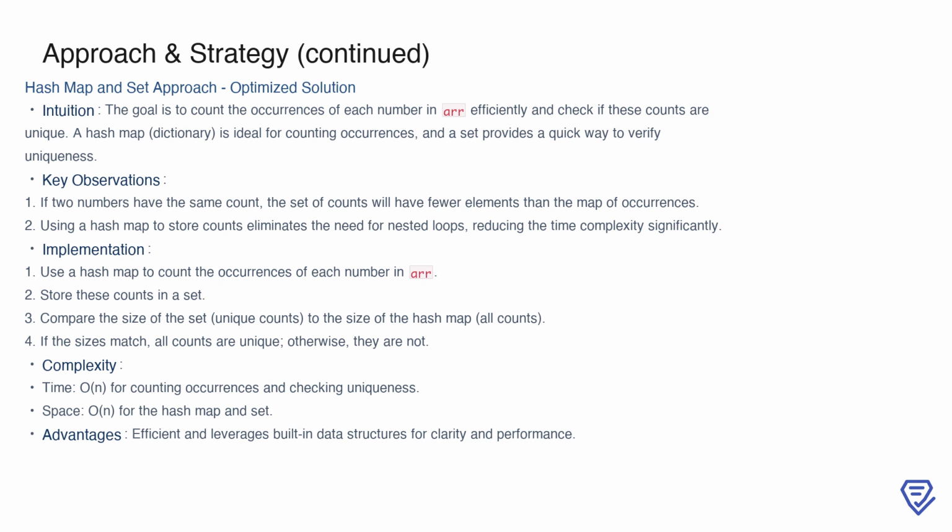The implementation is straightforward. First, use a hash map to count occurrences of each number, then transfer these counts to a set, and finally compare the sizes of the hash map and the set. If the sizes match, all counts are unique, otherwise, they are not. This approach significantly reduces time complexity to n, as both counting and verifying uniqueness are linear operations. While it does use additional space for the hash map and set, this trade-off is justified by the efficiency and clarity of the solution.